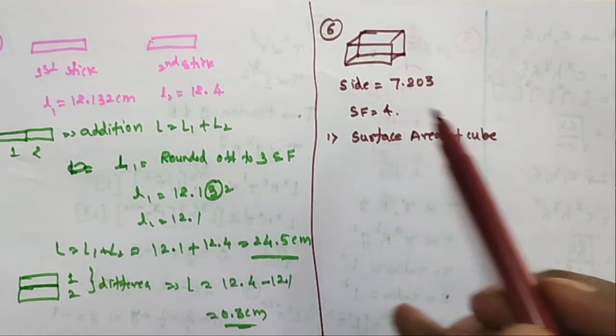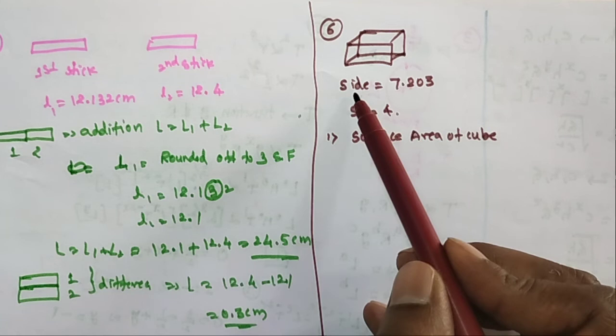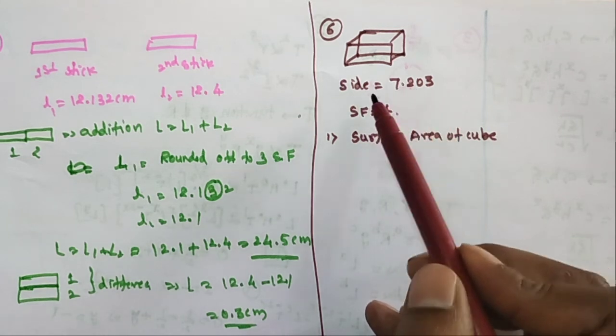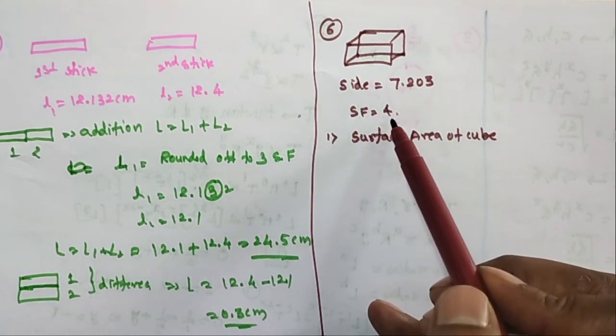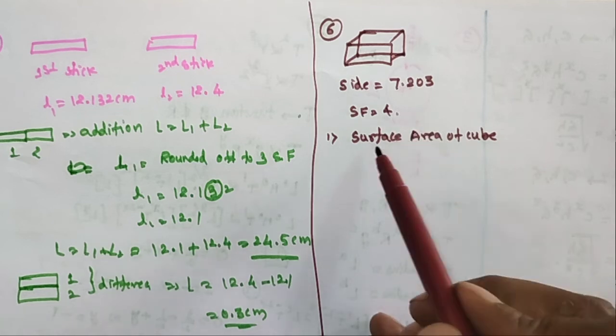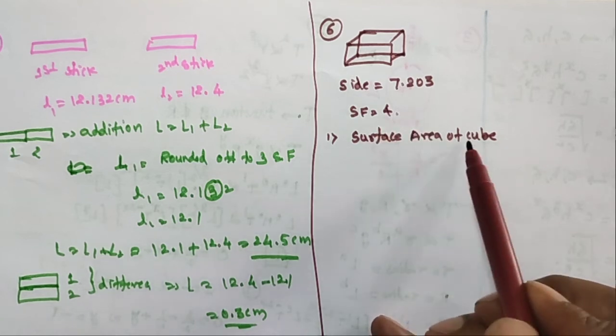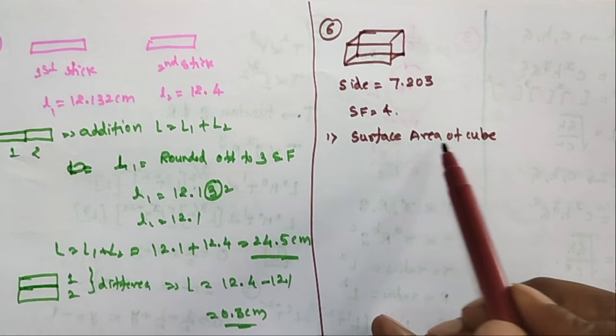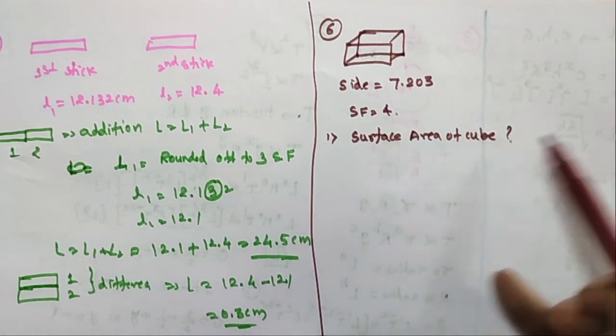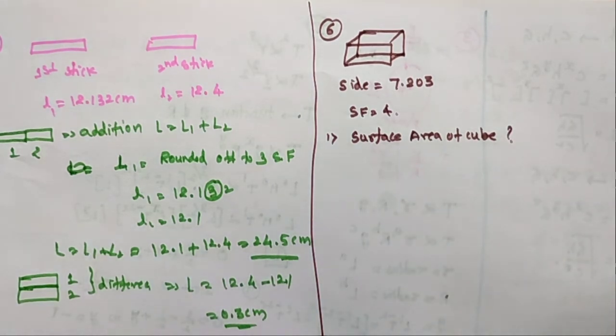Calculate. So here this side is 7.203, what is the significant figure? The significant figure is equal to 4. So I am taking the answer also to 4 significant figures. So that is the surface area of the cube you can calculate. So what is the surface area of the cube?